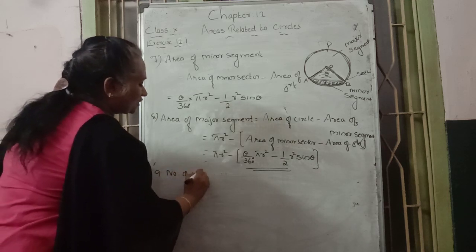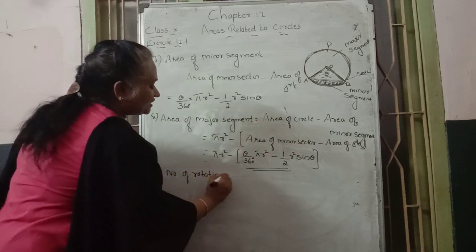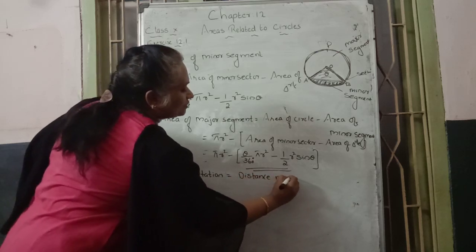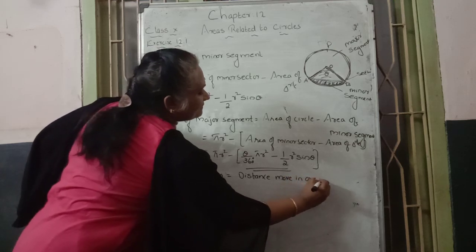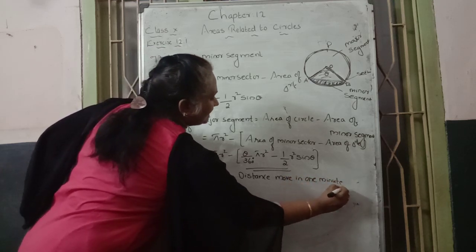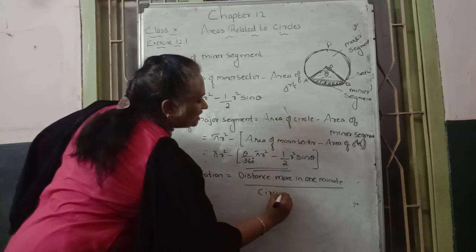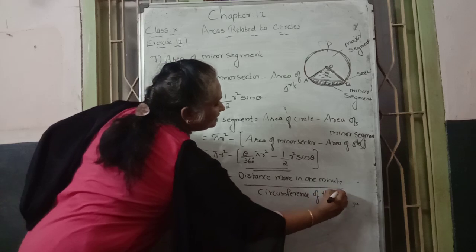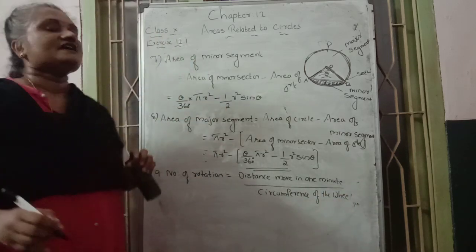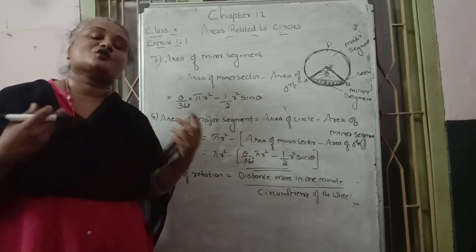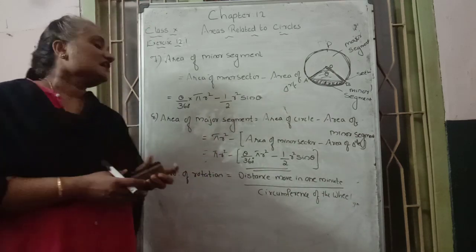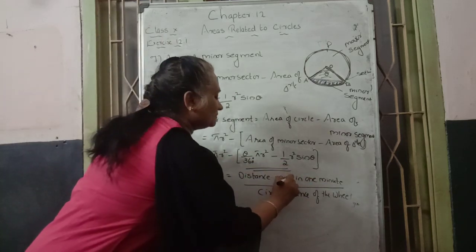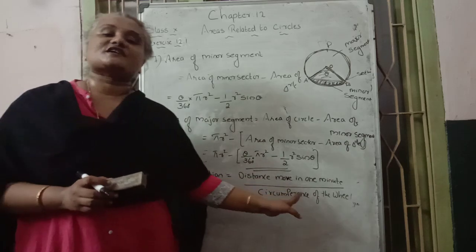Number of rotations: the formula is the distance moved in 1 minute divided by the circumference of the wheel. This is the formula for finding the number of rotations of a car or a cycle wheel, like this. How to find it: the distance moved in 1 minute divided by the circumference of the wheel.